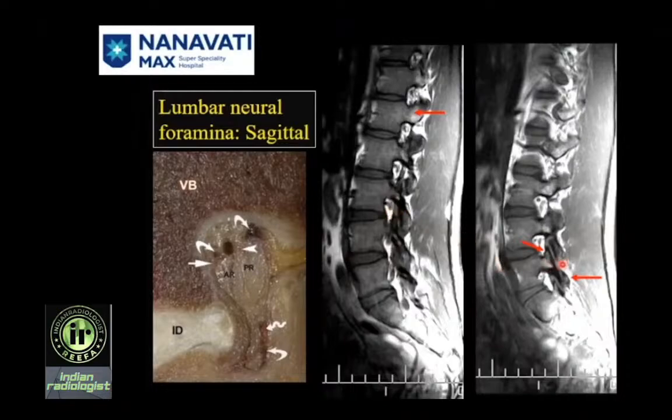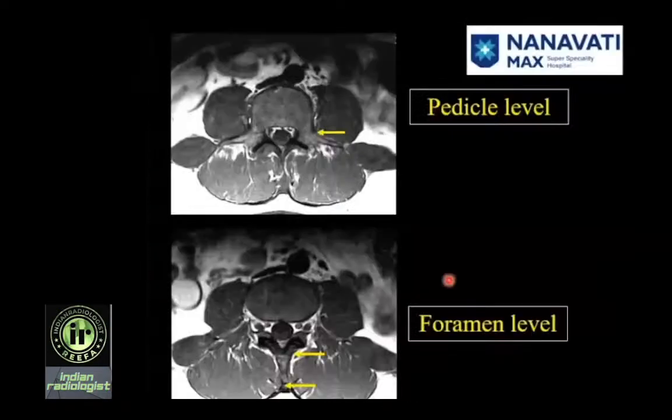This is one section further lateral to this section, which shows inferior articular facet of L4 and superior articular facet of L5 joined to form L4-5 facet joint, which is the gray thing between the cortex of superior and inferior articular facet. Looking at pedicular and foraminal level, at pedicular level you have vertebral body.